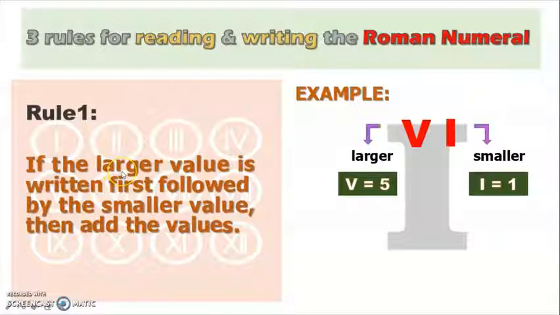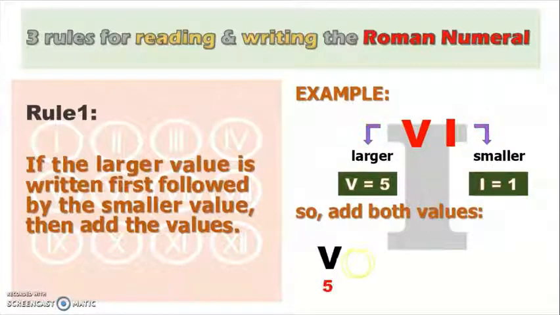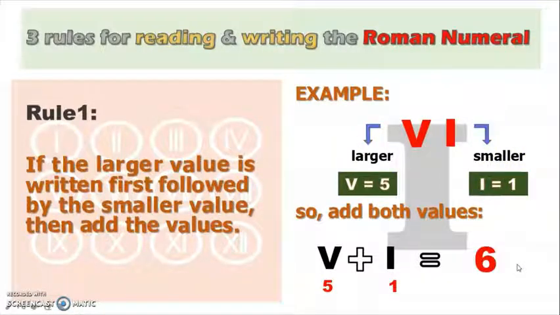The rule states that if the larger value is written first, followed by the smaller value, you have to combine the values. So for V and I, add both values. V equals 5 plus I equals 1, therefore VI is equal to 6. So VI is equivalent to 6.